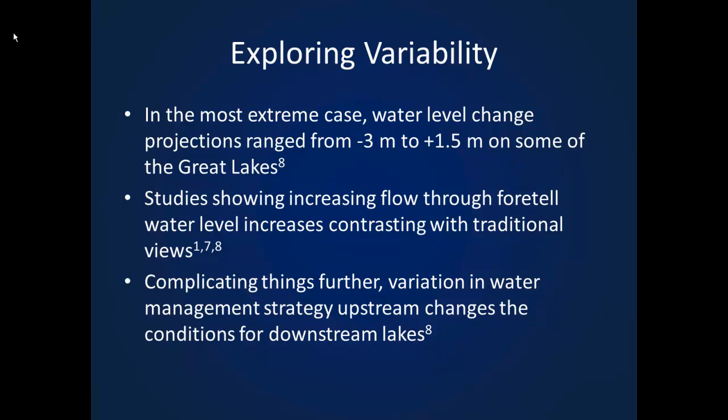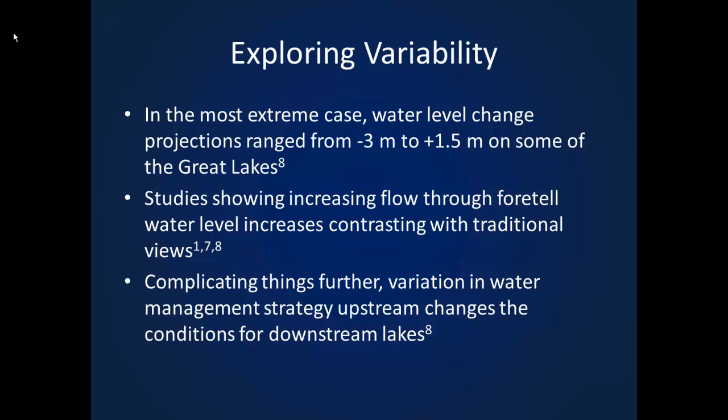The most extreme projections show that some of the Great Lakes could vary by a huge amount. They could either decrease by 3 meters in height or increase by 1.5 meters. And there's also some studies showing that the entire system is experiencing an increase in water flowing through it, which would indicate that water levels should be increasing, which really contradicts the conventional wisdom and the long-held assumption that global warming would drop these water levels substantially.